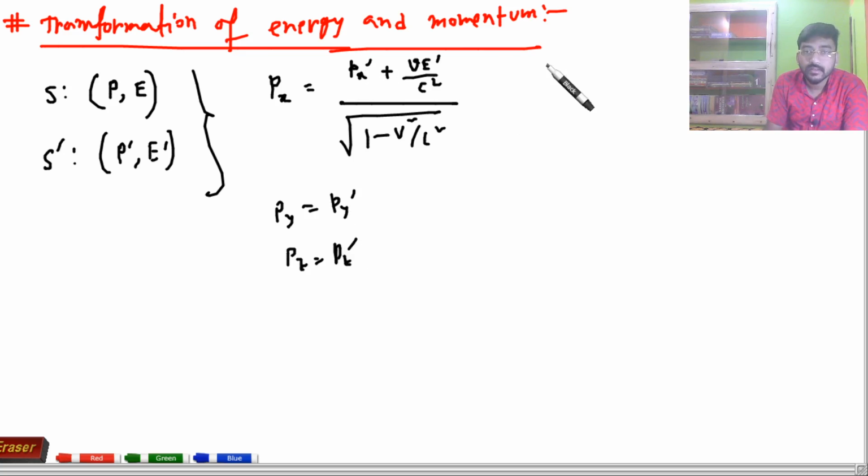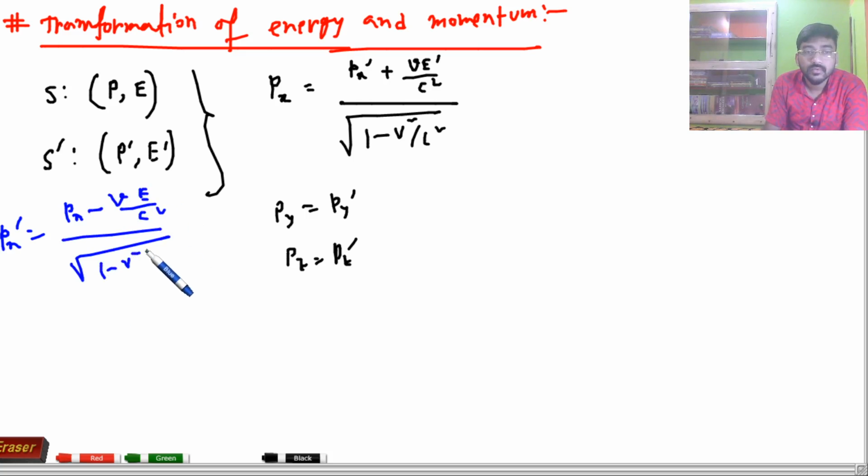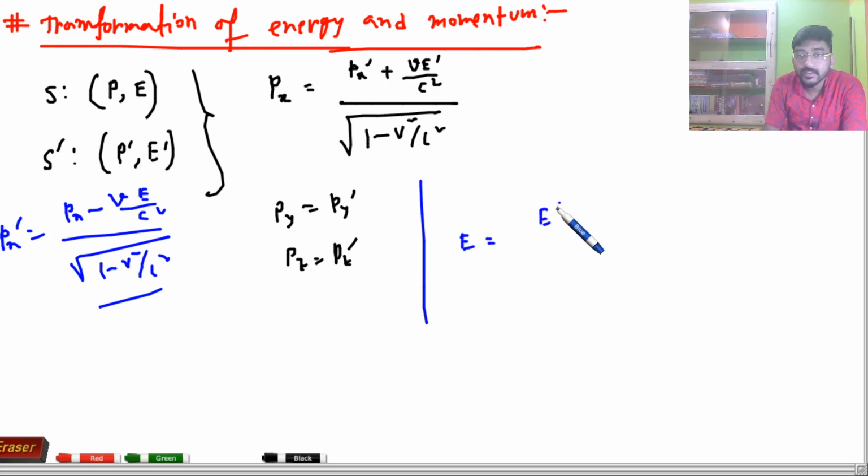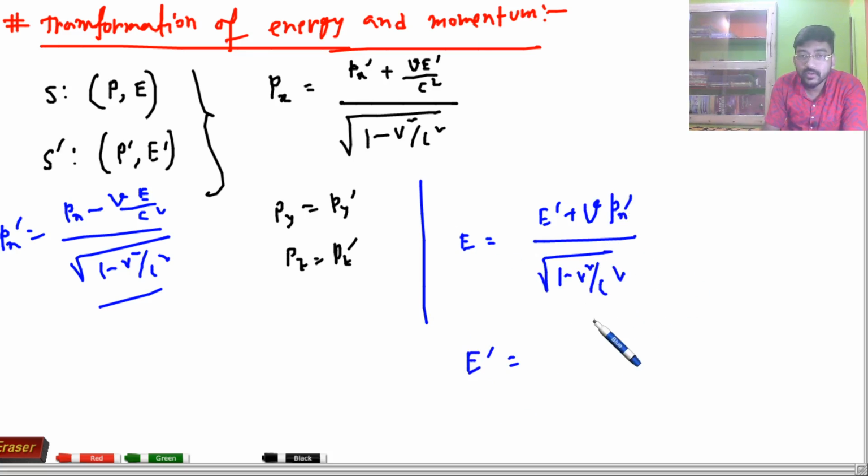And if you want to get the forward transformation relation, then you have to put V as minus V. So you can get it like this: Px dash is equal to Px minus V E upon c square divided by root 1 minus v square upon c square. Similarly, we can get the energy transformation, that is E is equal to E dash plus V Px dash upon root 1 minus v square upon c square, or you can write it as E dash is equal to E minus V Px upon root 1 minus v square upon c square.